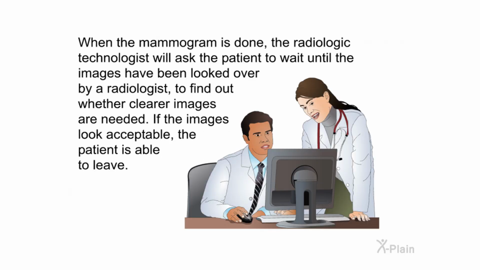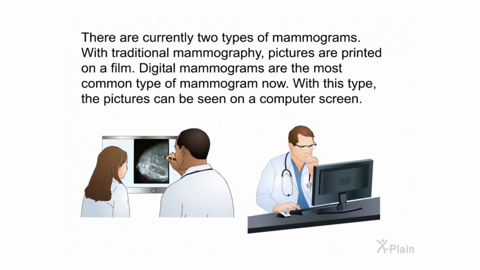When the mammogram is done, the radiologic technologist will ask the patient to wait until the images have been looked over by a radiologist to find out whether clearer images are needed. If the images look acceptable, the patient is able to leave. There are currently 2 types of mammograms. With traditional mammography, pictures are printed on a film. Digital mammograms are the most common type of mammogram now. With this type, the pictures can be seen on a computer screen.